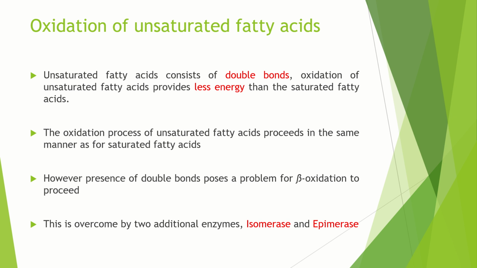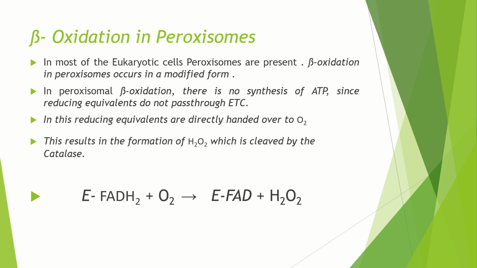So that means presence of a double bond poses a problem for beta oxidation to proceed, and this problem is overcome by two additional enzymes. Those are nothing but isomerase and epimerase. With the help of these two enzymes, isomerase and epimerase, it becomes somewhat easy and gives some energy with unsaturated fatty acids.